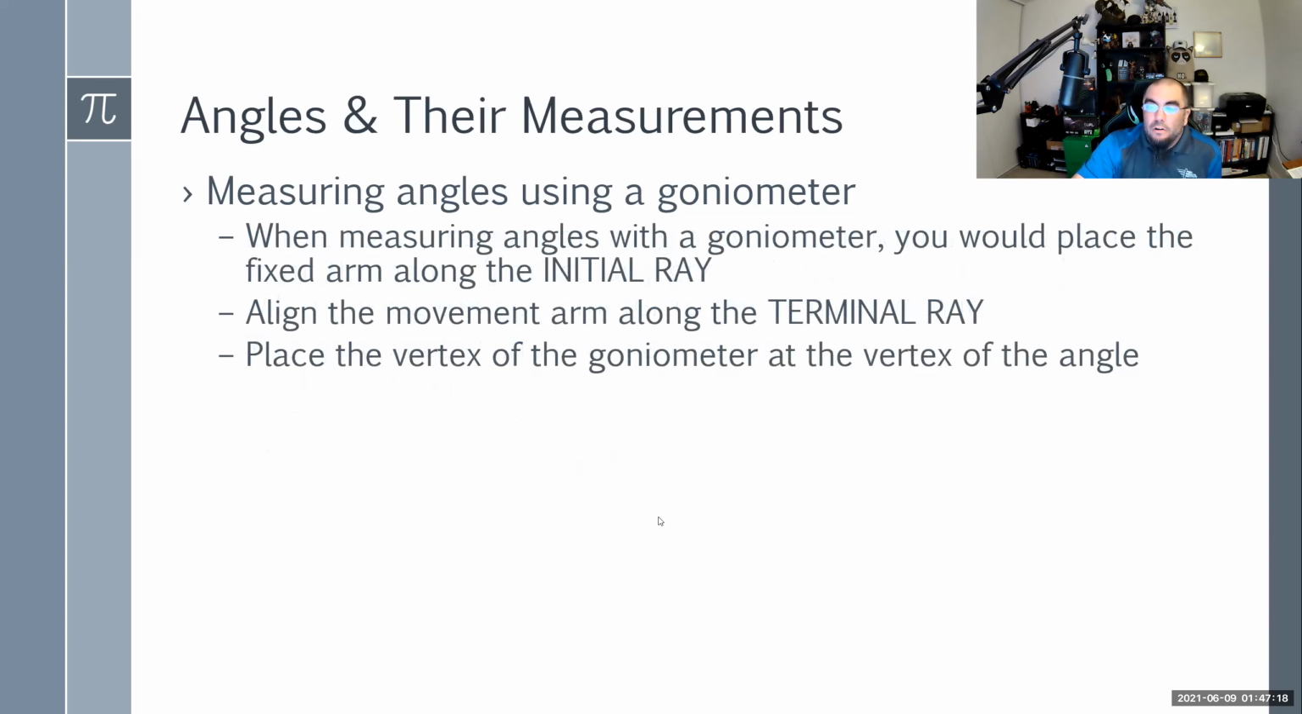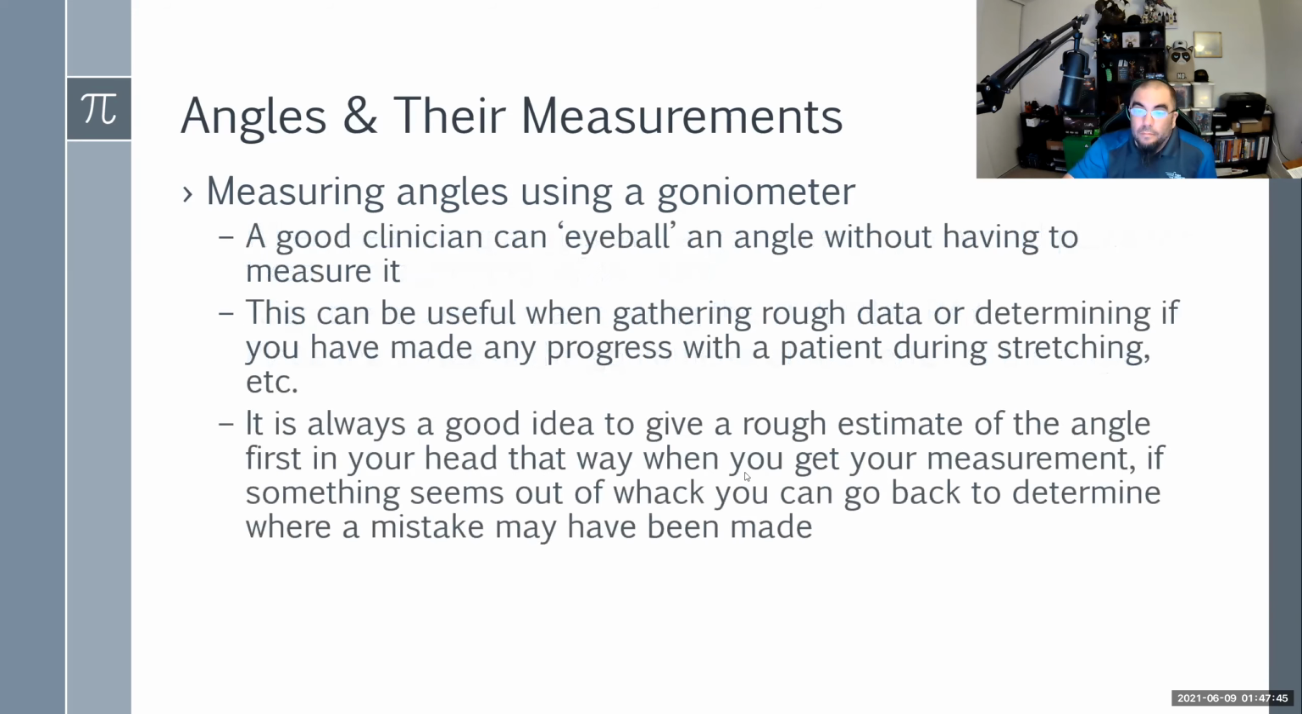When measuring angles in goniometry, you place the fixed arm along the initial ray. So in the case of measuring elbow flexion, I'm going to put it along my humerus, and then place the movement arm along the terminal ray, the part that's going to move. You don't have to know the bony landmarks for this, so don't worry about that. We'll get into that in kines. And the vertex, in the case of elbow flexion, would be the lateral epicondyle of the humerus. That gives us a vertex to rotate around.